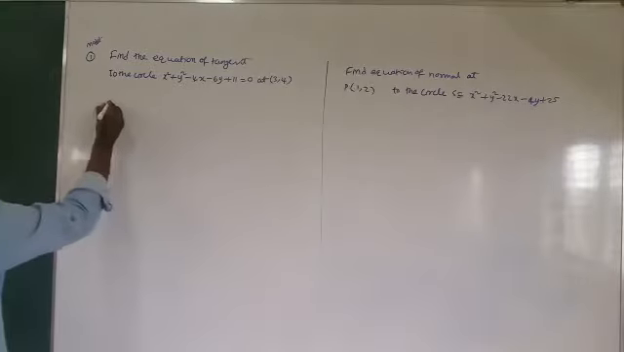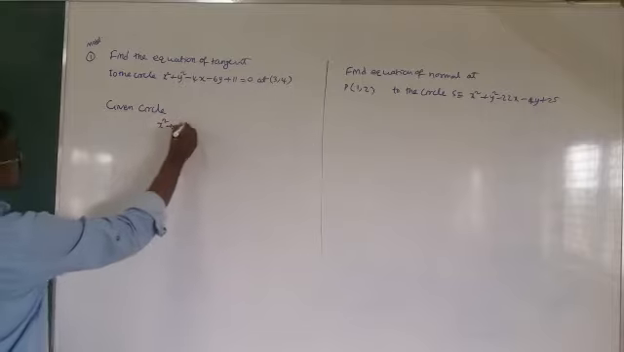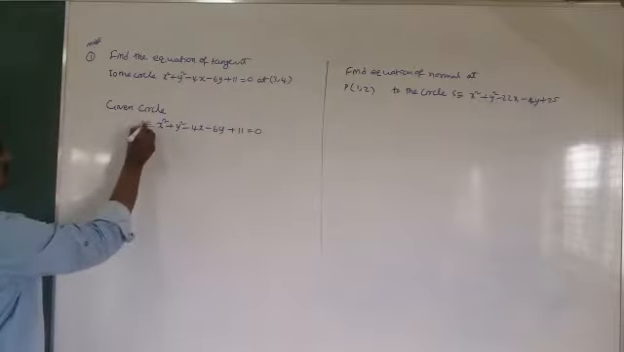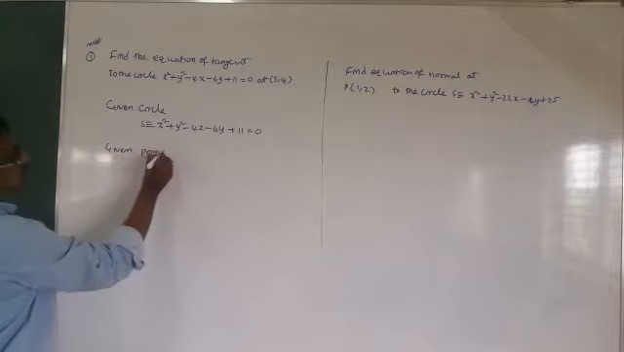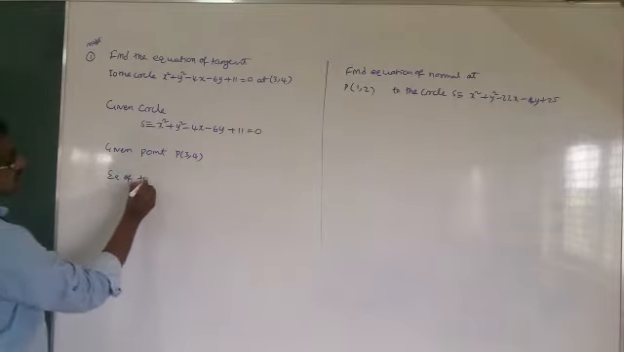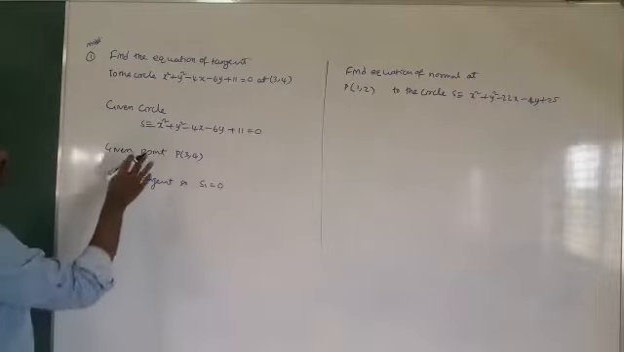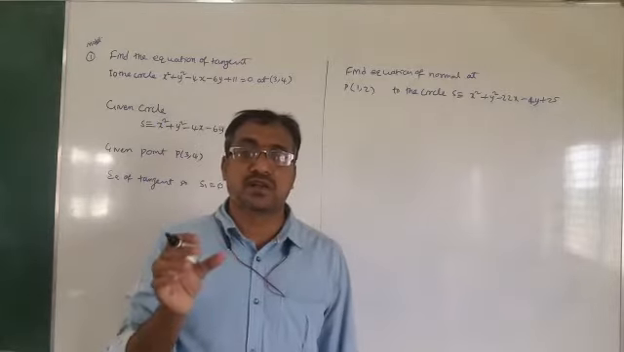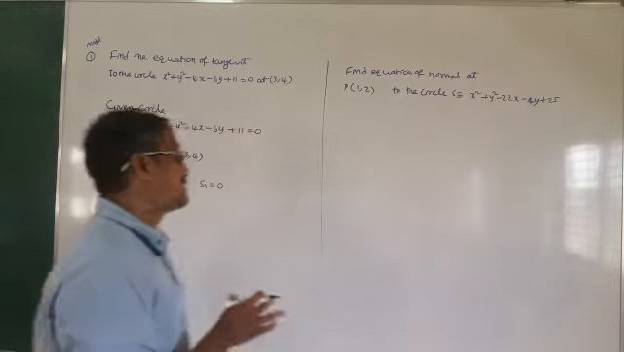So, given circle x square plus y square minus 4x minus 6y plus 11 equal to 0. Let it be S. And given point P 3, 4. So equation of tangent is S1 is equal to 0. Now this is the equation of tangent at the point. Remember that important concept. Equation of tangent at the point is S1 is equal to 0.